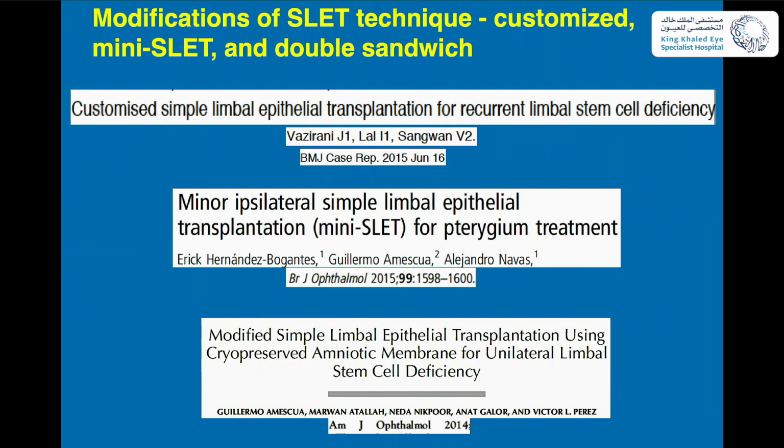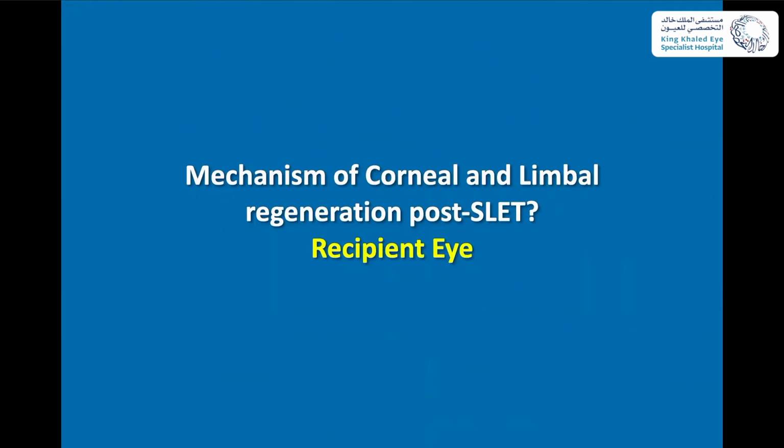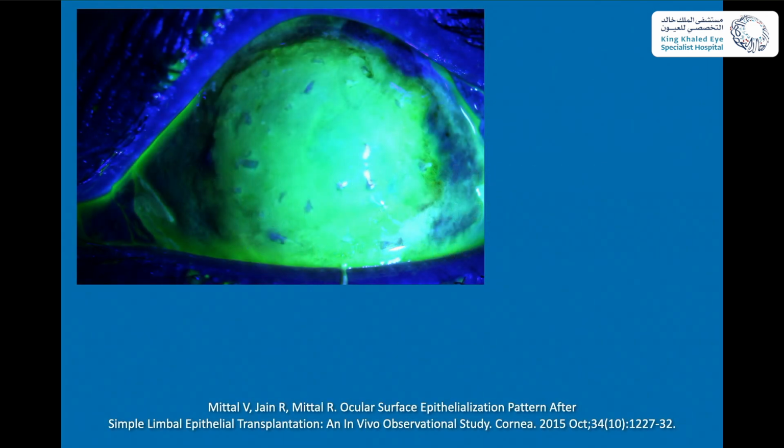These surgeons learned the technique and replicated it. Then there are further modifications, like a Mexican group has developed mini SLET for pterygium surgery, and a Garmo-Muscular sandwich technique. And very recently from Russia, Boris Malyugin's group has developed a technique where you don't need fibrin glue, you don't need amniotic membrane, and you can do the SLET without all these things, which I think is a very good idea.